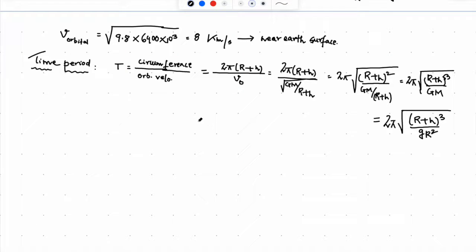Here also again, if the height is very low, when we say h is very small compared to r, then we can ignore this. So therefore we can actually have the time period as 2 pi root over r cubed divided by gr square. So this will become a bit more simplified here. I'll basically have it as 2 pi root over of r by g.